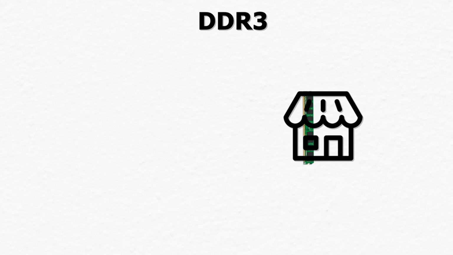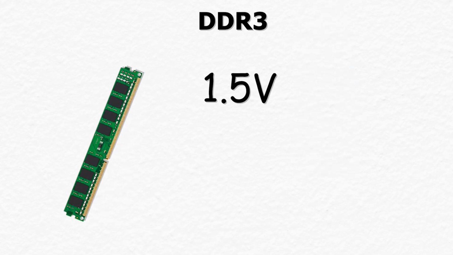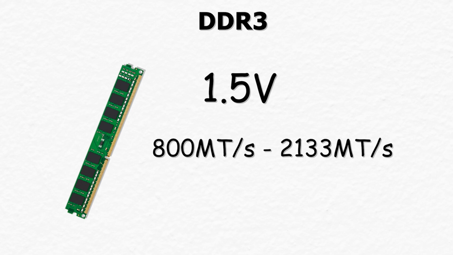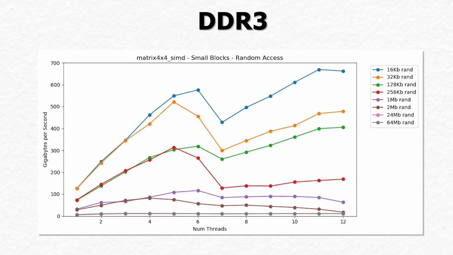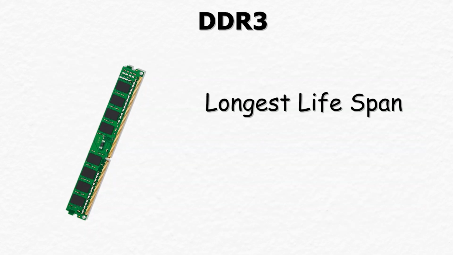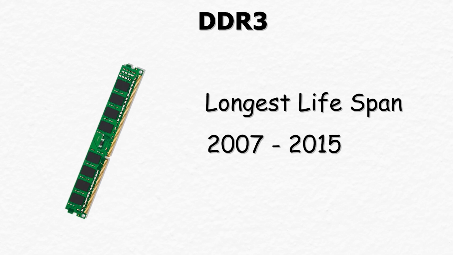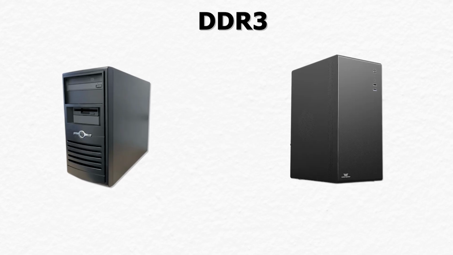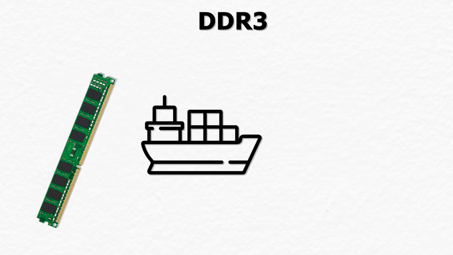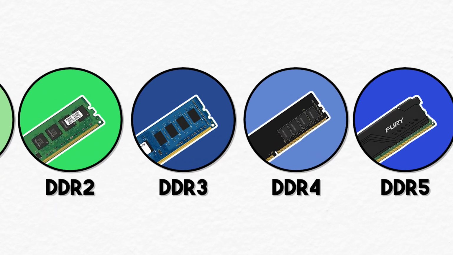DDR3. By 2007, DDR3 was entering the market. Voltage dropped again, this time to around 1.5 volts, and speeds ranged from 800 all the way to 2133 megatransfers per second. This helped improve throughput considerably. DDR3 ended up having one of the longest lifespans of any memory standard, staying relevant well into the 2010s. Many budget and mid-range systems were still shipping with DDR3 years after DDR4 had already launched.